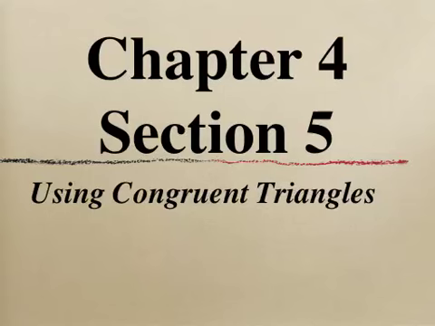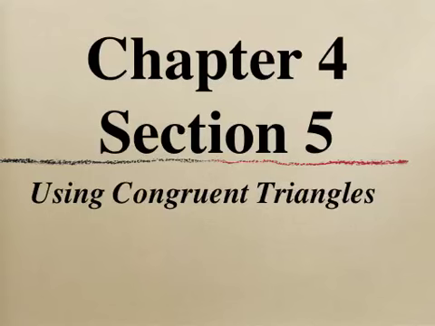Chapter 4, Section 5, Using Congruent Triangles. We've talked about the angle-side-angle, angle-angle-side, side-side-side, and side-angle-side congruence postulates for triangles. Now we're going to use the fact that corresponding parts of congruent triangles are congruent to prove things other than the fact that we just have congruent triangles.